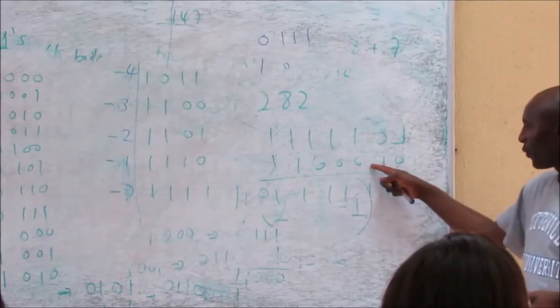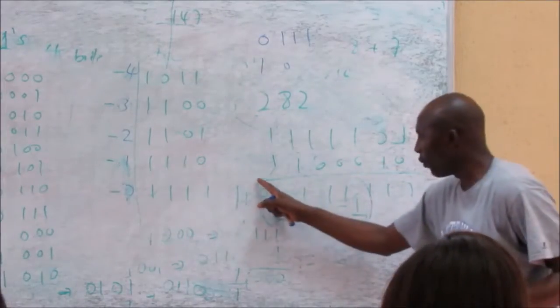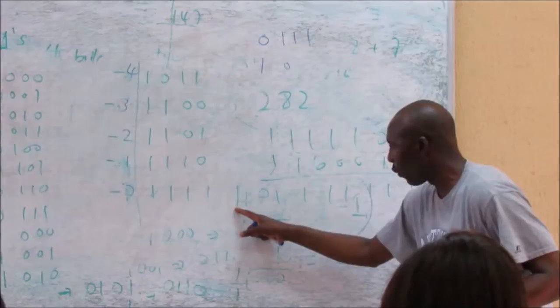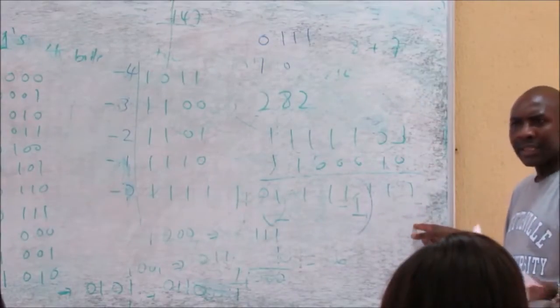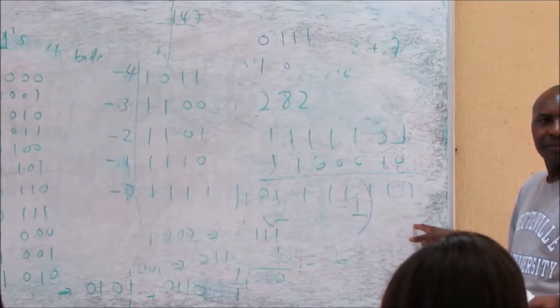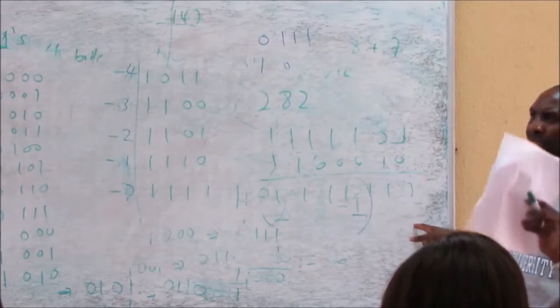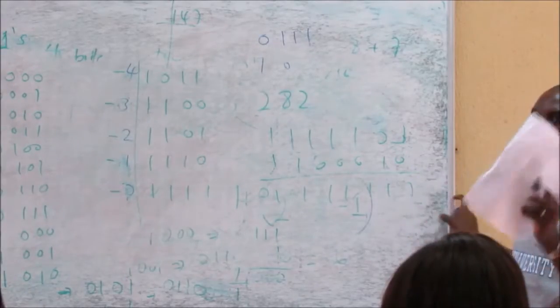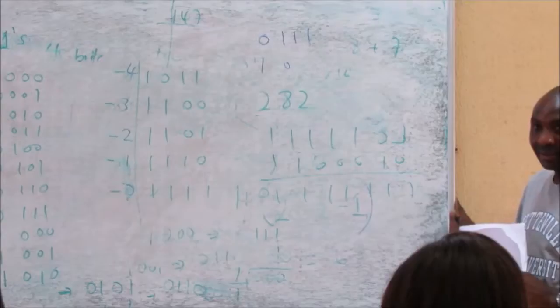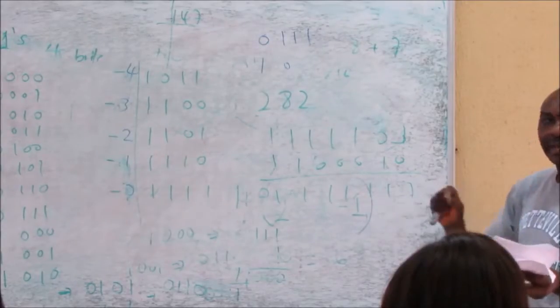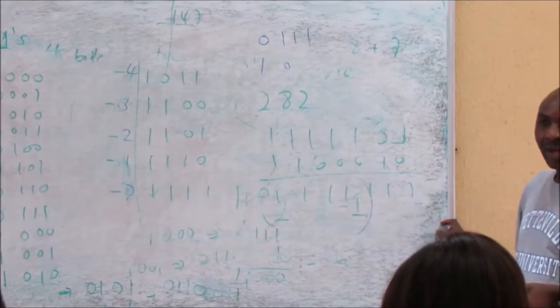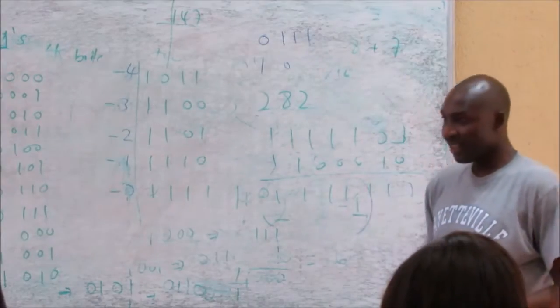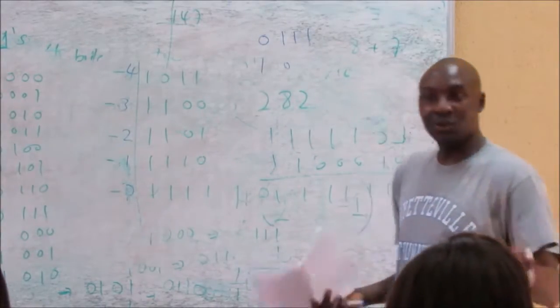Now, some of you decided to kill this overflow and then add it again. That is usually what is done for one's complement, and we call that end-around carry. But that's not what we are asked to do.